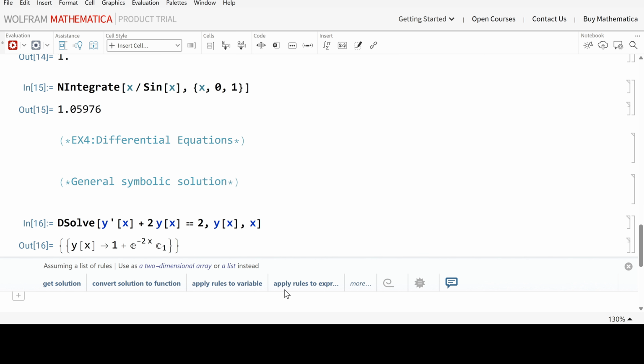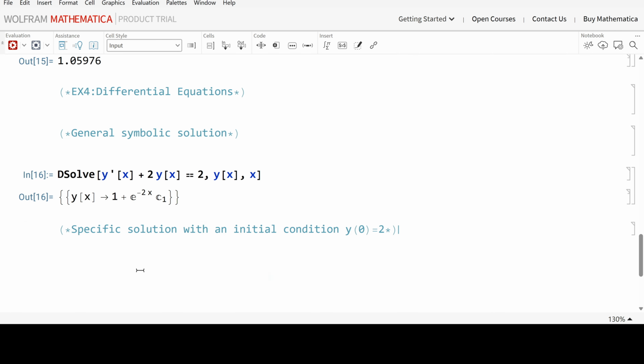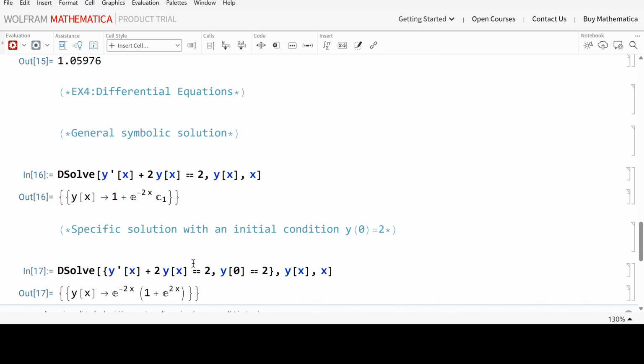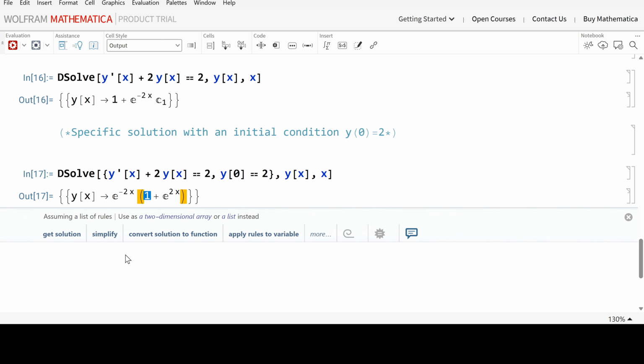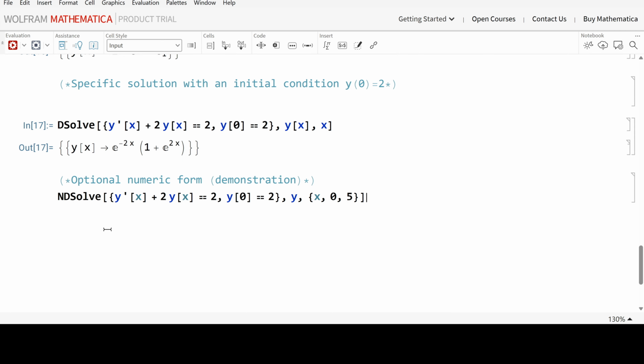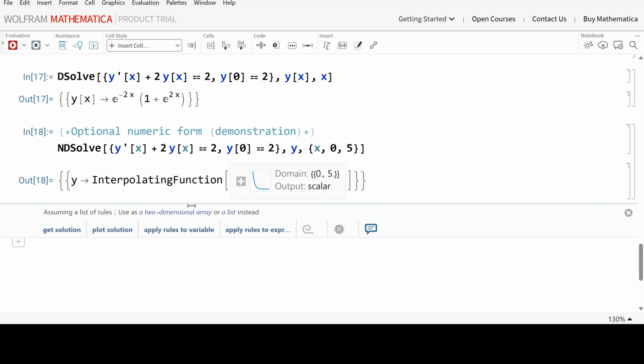Now let's go one step further. We'll add an initial condition saying that y of 0 equals 2. Mathematica then plugs that into the general solution automatically and returns the specific solution where c equals 1. This means the complete expression for y is y equals 1 plus exponential of minus 2x. And if you ever need numeric results instead of formulas, you can use NDSolve, which gives tables of numerical data points instead of a symbolic expression. That's especially useful for complicated systems or nonlinear equations.